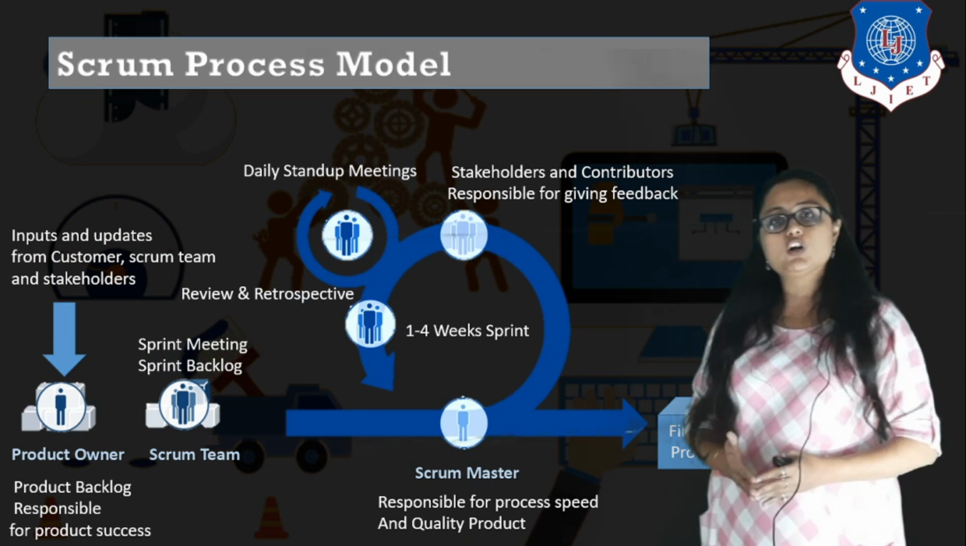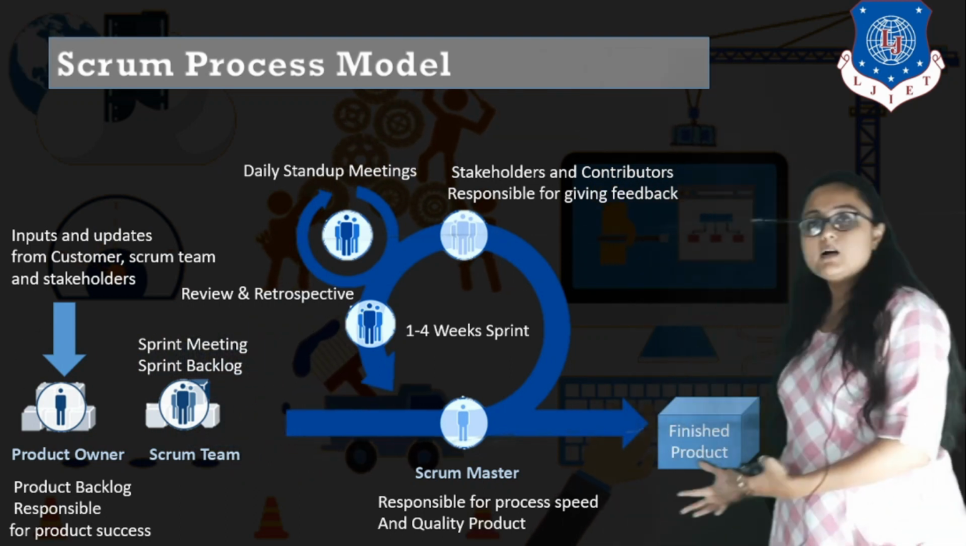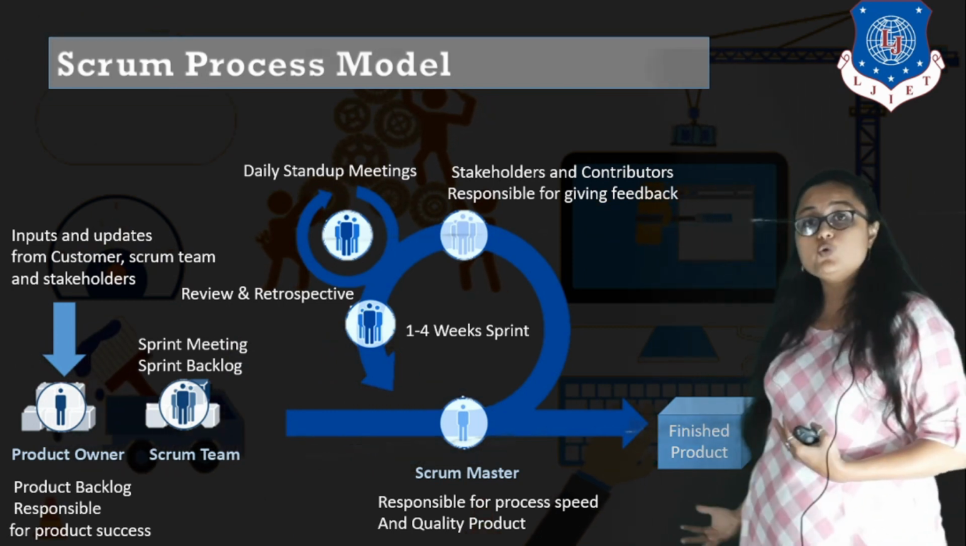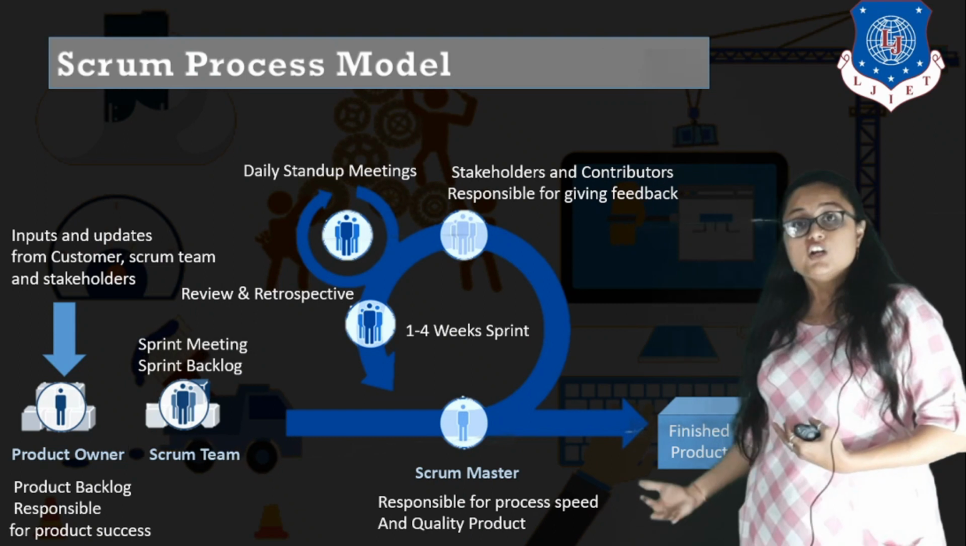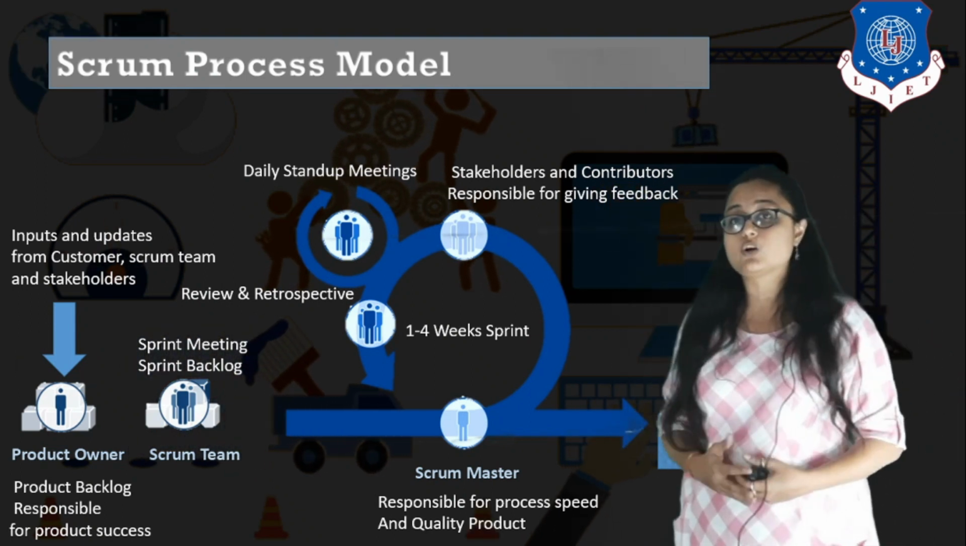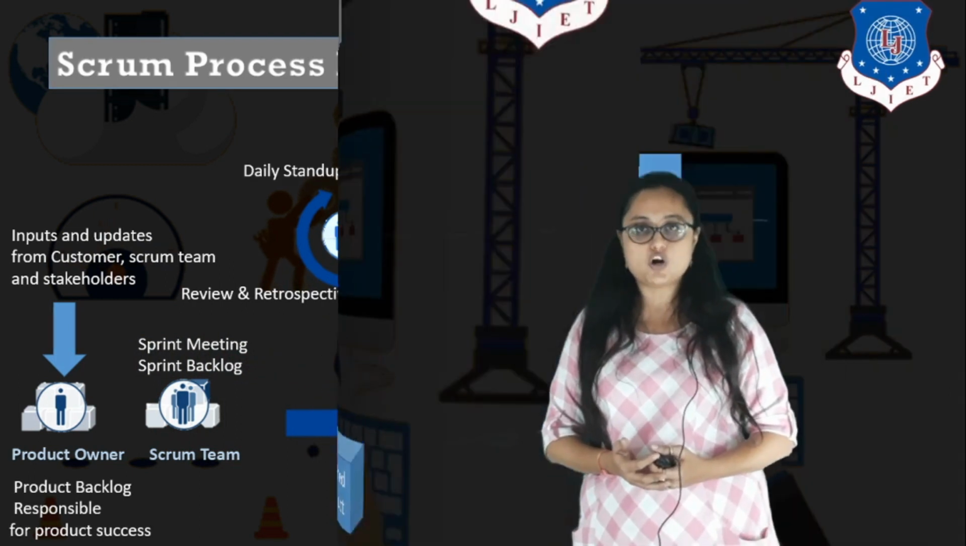So the product owner is basically communicating with the customers, and the Scrum Master is a person who is directly communicating with the developers. So there are two different persons assigned so that the Scrum methodology, if performed, gives you a quality product. Okay, so this is the Scrum process model in Agile.